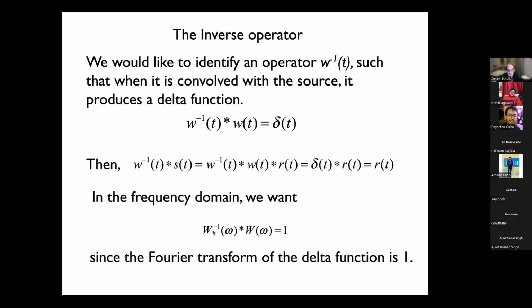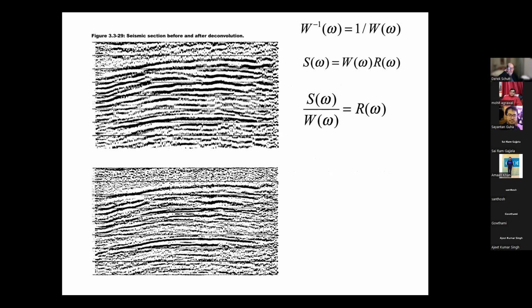In the frequency domain, we calculate capital W^-1 of omega times W of omega, and that equals 1, since the Fourier transform of the delta function is 1. So here's an example: a seismic section before and after deconvolution. You can see it affects the traces a bit, but it doesn't produce anything particularly better.